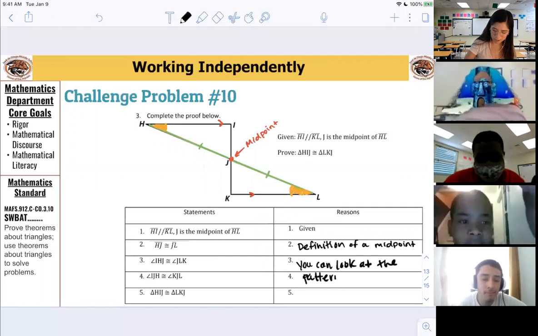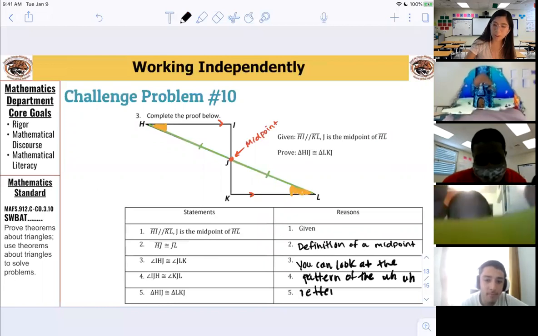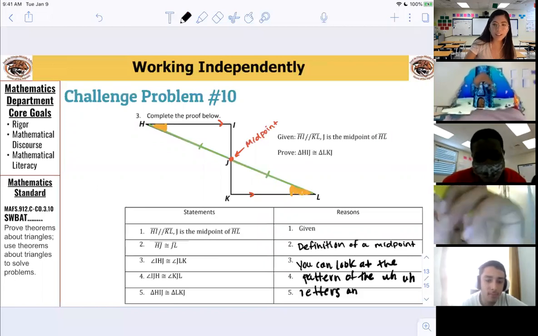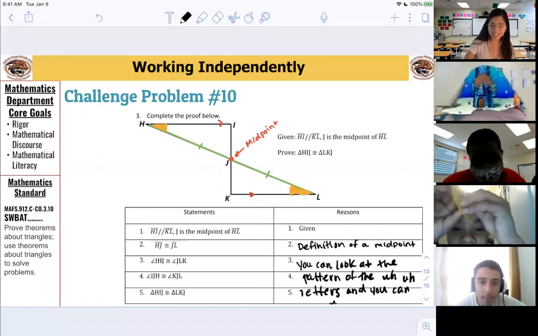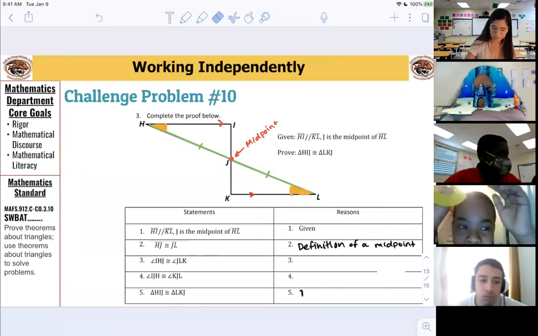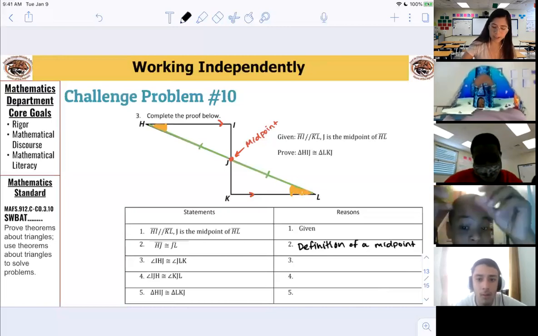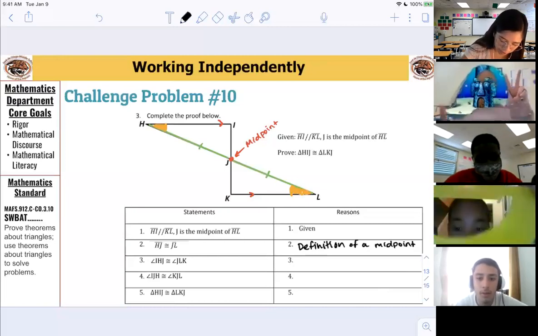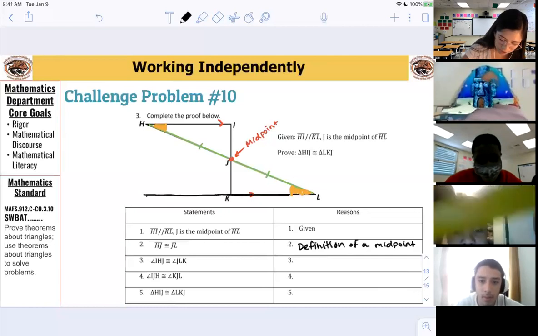You can look at the pattern of the letters and tell that the K has the same angle as the I. Okay. But again, it's not about patterns. And even though it looks the way it is, you have to use your definitions.